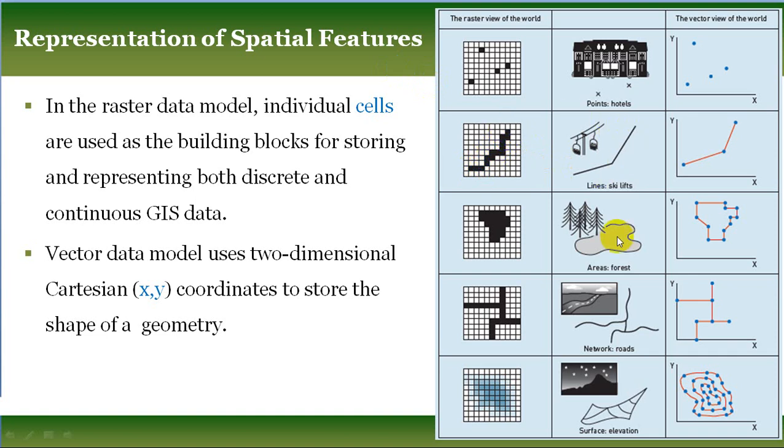If you want to represent a forest using raster data, then the forest is represented by grouping cells into blocks. A lot of cells are grouped and create a block, and that represents a region or an area. And if you see the road network, it is represented by linking cells into a network where all the cells are linked with each other, and that creates such a road network.